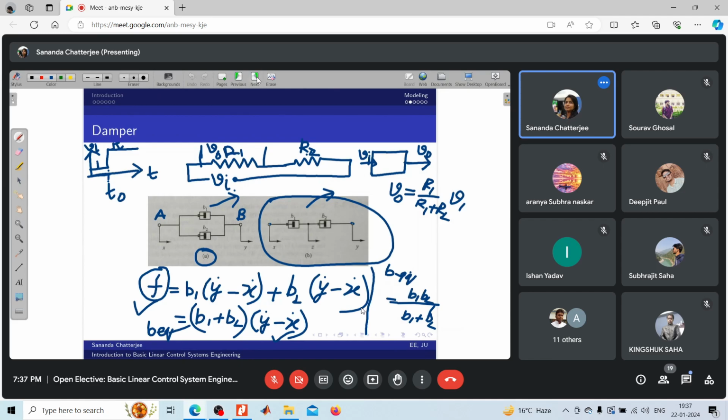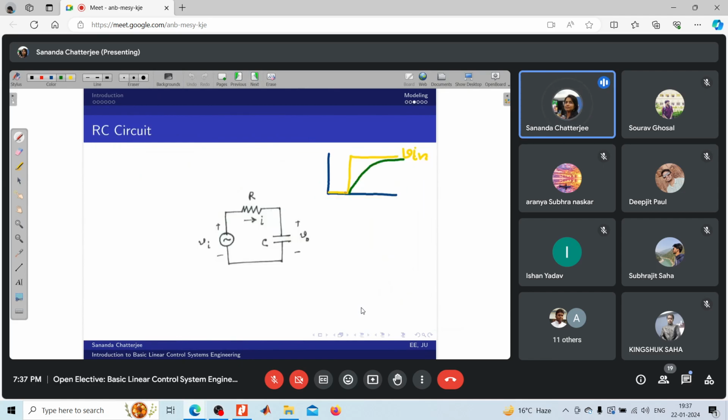In this case, what will happen? Say I have given a 5 volt input, and the capacitor initially was at 3 volt. How will the response of V0 be? V0 will move from 3 volt to its final state. It will not start from 0 volt. So the output V0 does not only depend on the input, it also depends on the current state of the energy storing element.